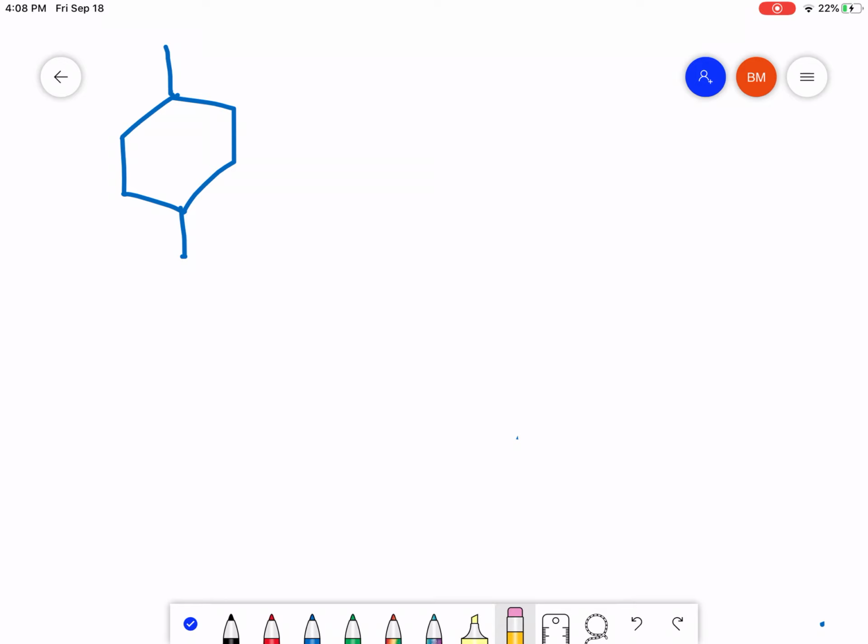All right? So let's try to draw a chair conformation. Well, first of all, to draw a chair conformation, we need to know whether we're drawing it for a cis or trans. All right? So let's just clarify here. Let's say that we're drawing the chair conformations for a cis arrangement. Okay?